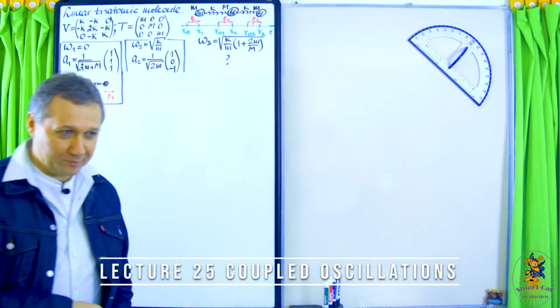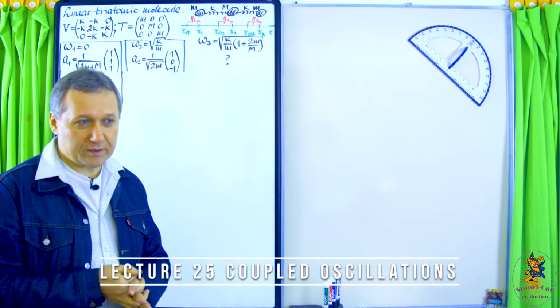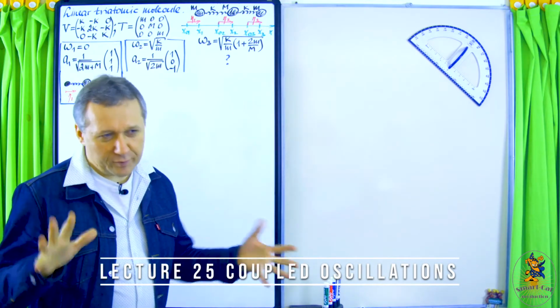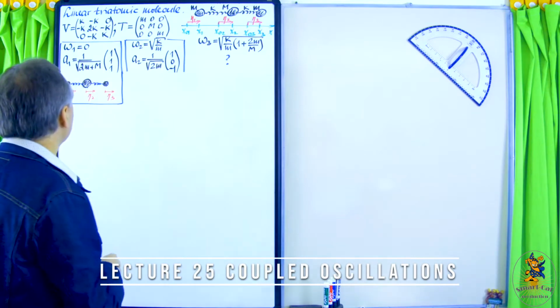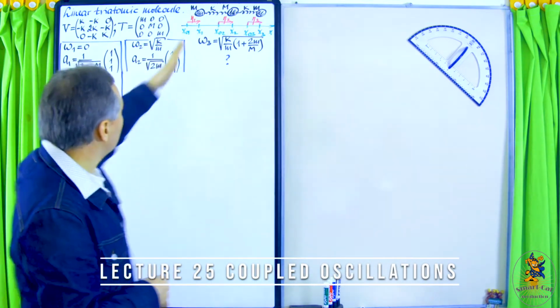Back to our example, which we started discussing in the previous class. This class may be a little bit shorter. We'll see where we finished. So we started discussing a linear triatomic molecule, right? You remember the system is like this.